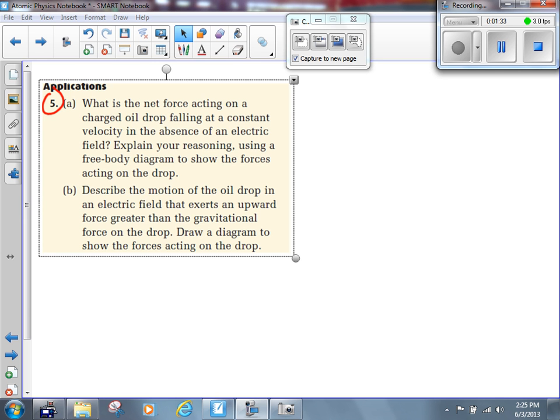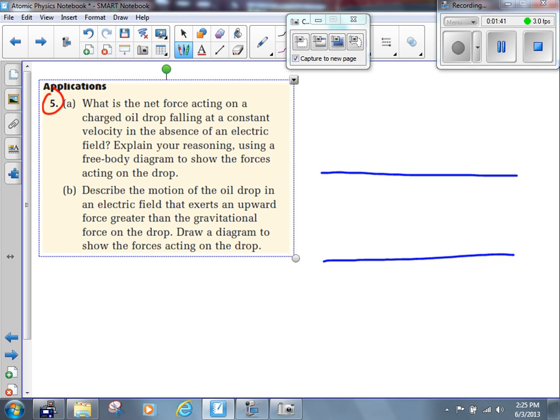B says, describe the motion of the oil drop in an electric field that exerts an upward force greater than the gravitational force on the drop. Draw a diagram to show the forces acting on this drop. Okay, so a bit of a tricky question here. We've got an electric force acting up. We've got a gravitational force acting down. And it says the electric force is greater than the gravitational force. Now, the electric force is straight up and the gravity force is straight down.